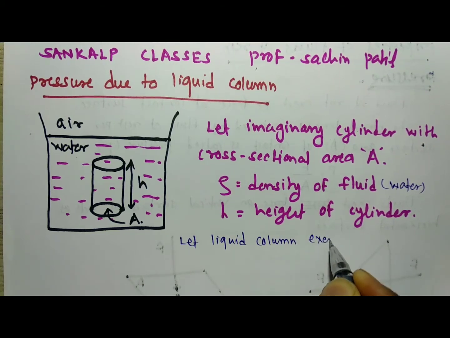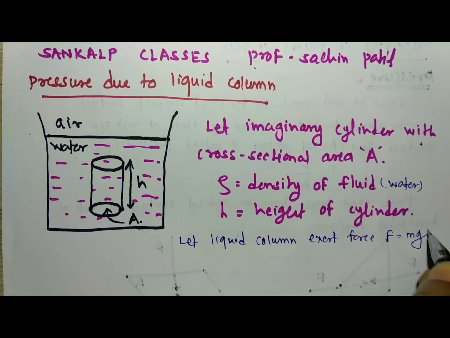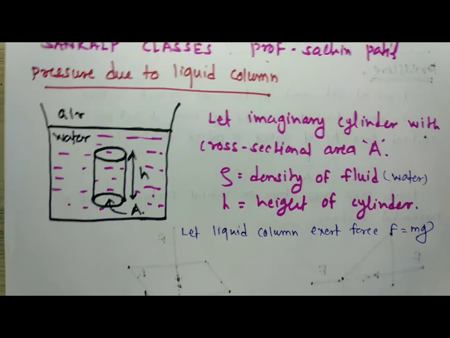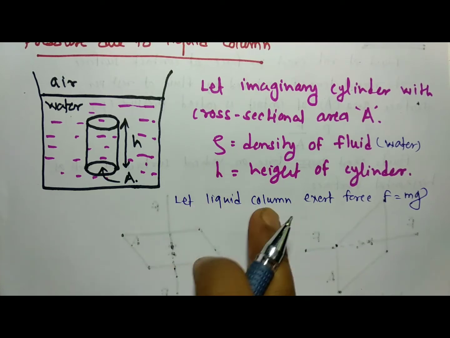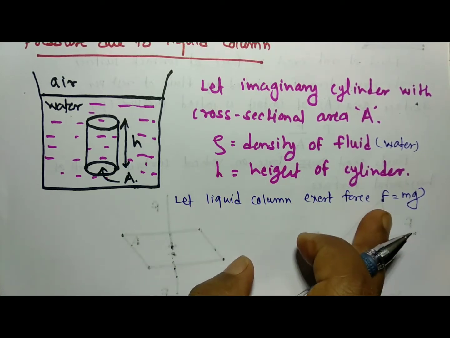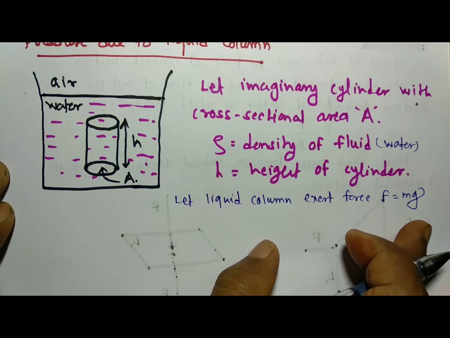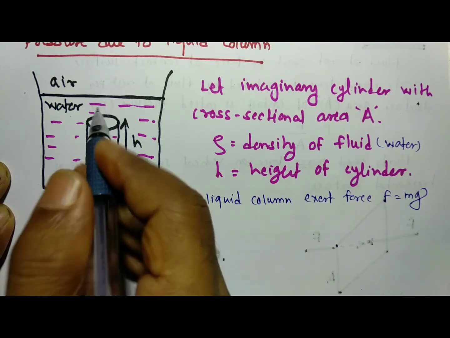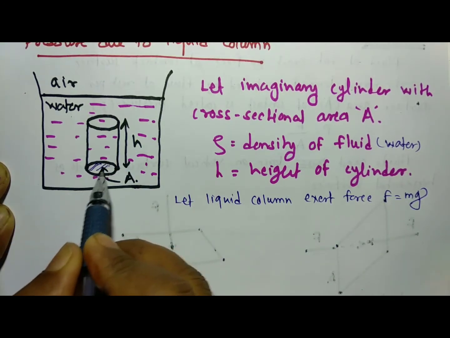Now we have to consider that the liquid column exerts a force F equal to mg, where m is the mass of that liquid column. This weight is acting on the bottom of that cylinder. That means the weight of that liquid column is acting on that bottom surface.